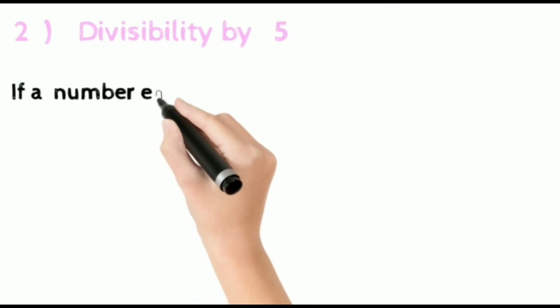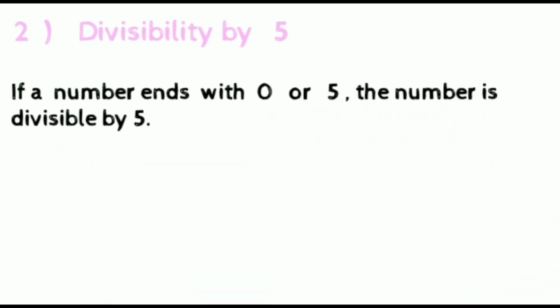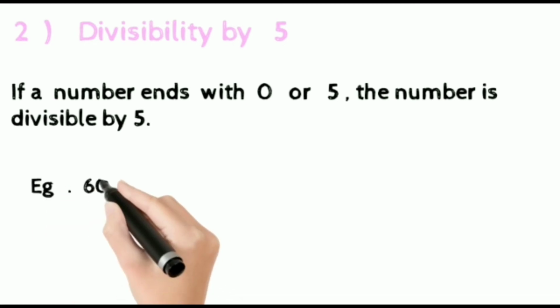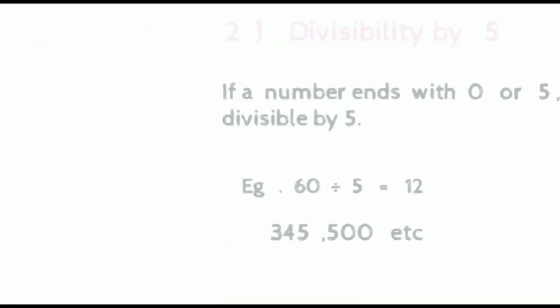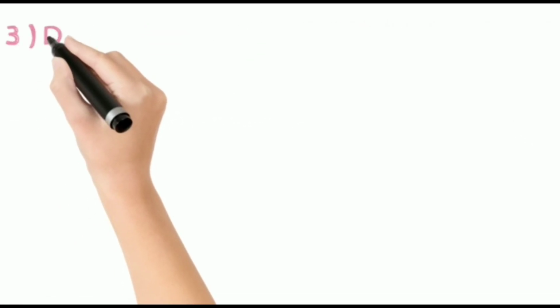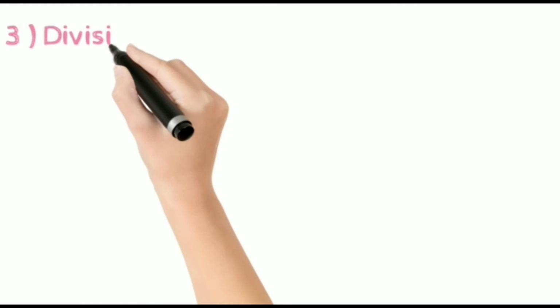Rule 2, divisibility by 5. If a number ends with 0 or 5, the number is divisible by 5. Example, 60 divided by 5 equals 12. You already know that 12 fives are 60. Other numbers, 345, 500, etc.